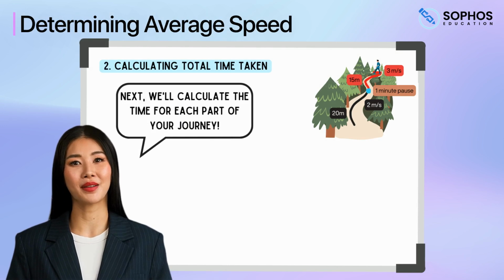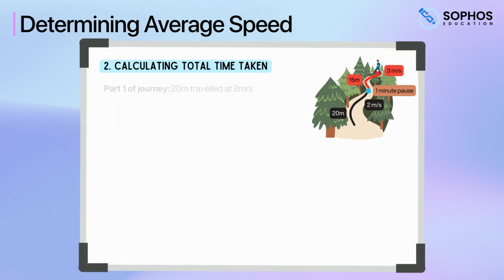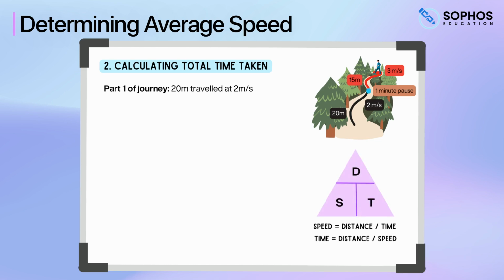Next, we'll calculate the time for each part of your journey. For part 1, we need to find the time taken to walk 20 meters at a speed of 2 meters per second. We use the formula speed equals distance over time, rearranged to time equals distance over speed. Time equals 20 meters over 2 meters per second equals 10 seconds. For part 2, you stop for 1 minute to tie your shoelace. We need to convert this time into seconds. 1 minute equals 60 seconds.